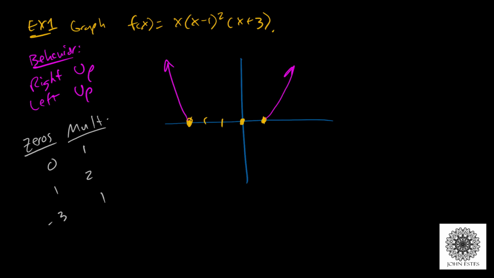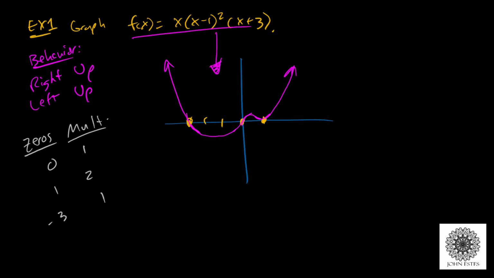So that tells me that at negative 3, I'm passing through because I had an odd multiplicity. So it's going to dip down like this. It's got to come back up to the 0. 0, does it pass through or bounce? Well, it's an odd multiplicity, so it's going to pass through. But then at 1, since 1 has an even multiplicity, it's going to bounce like this. And there is a good graph of my function.